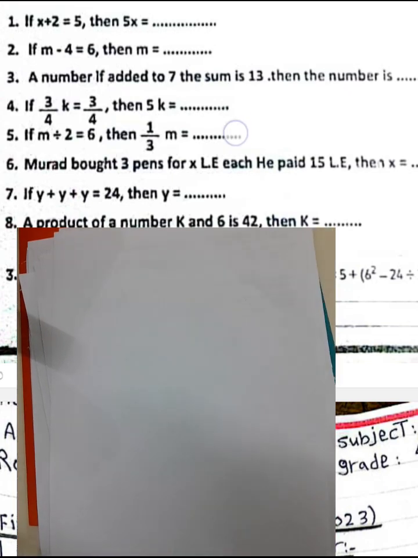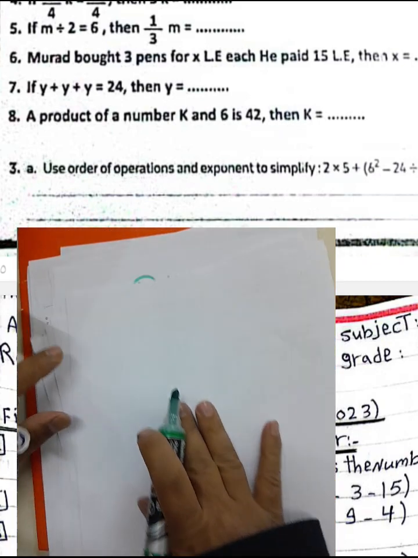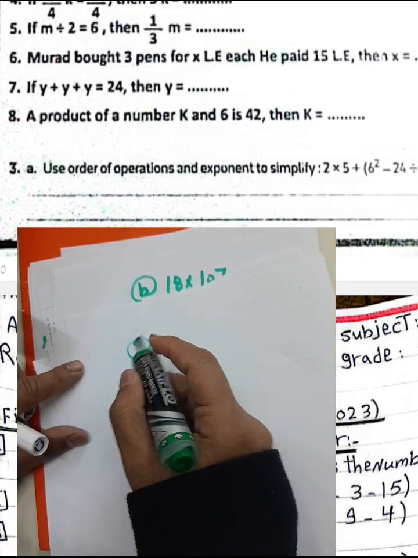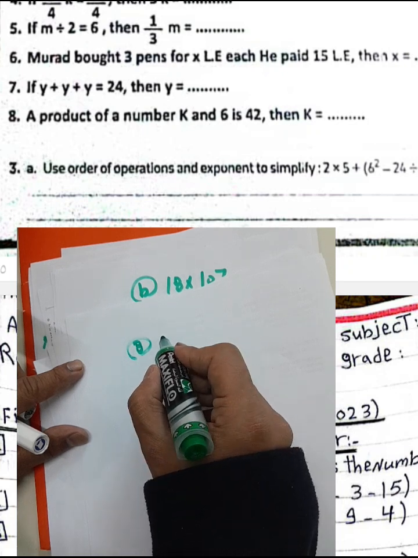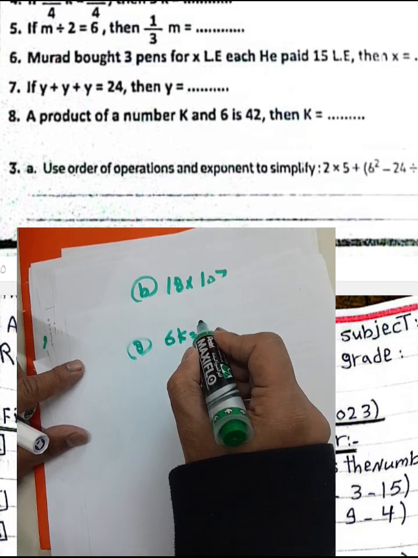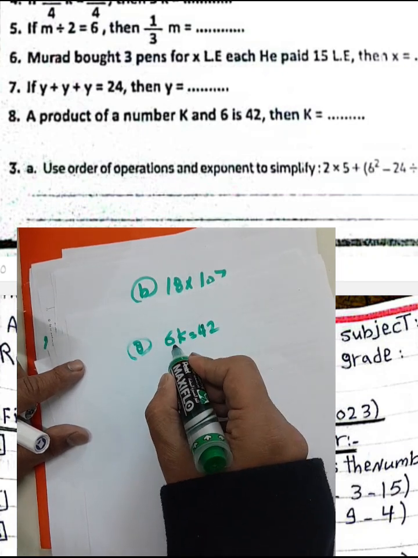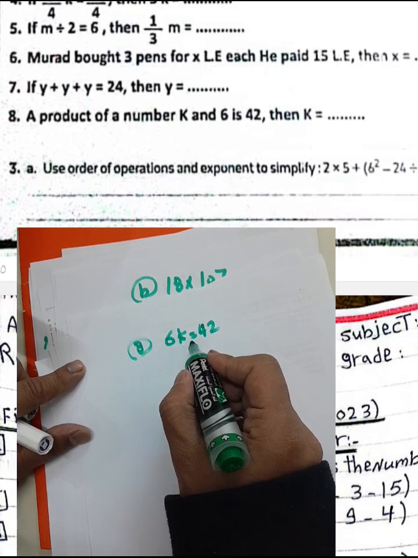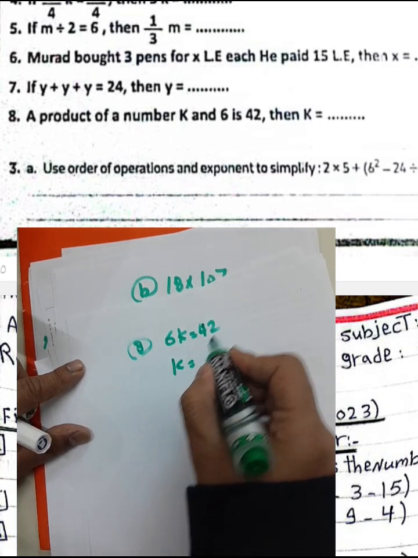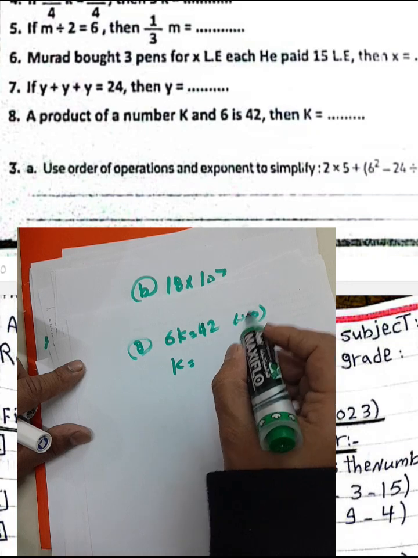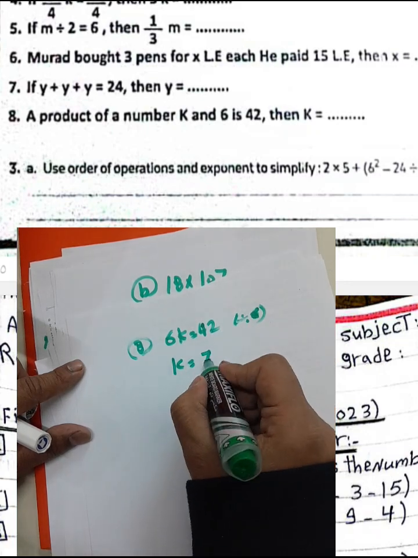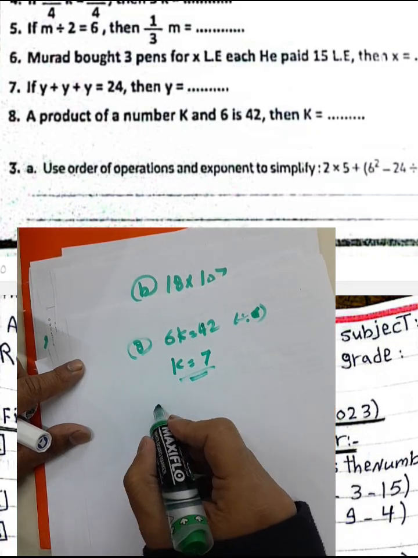Question 8. The product of a number k and 6 is 42, then k will be equal to what? We have the product of number k and 6. It will be 6k equals 42. The product of number k and 6 equals 42, then k will be what? Divided by 6. 42 divided by 6 will be 7. Then k will be 7.